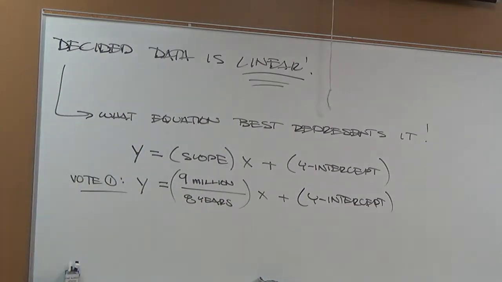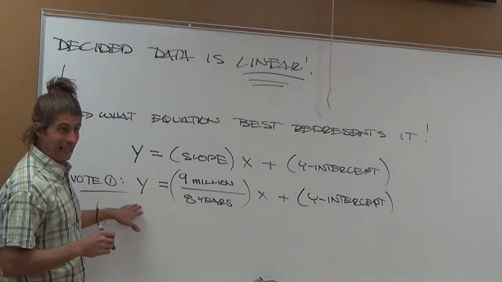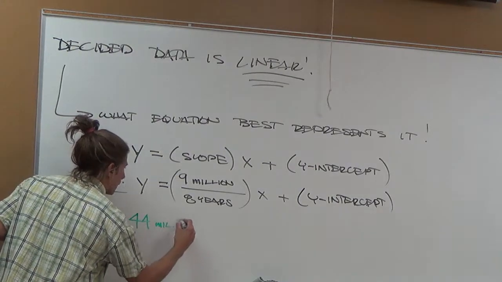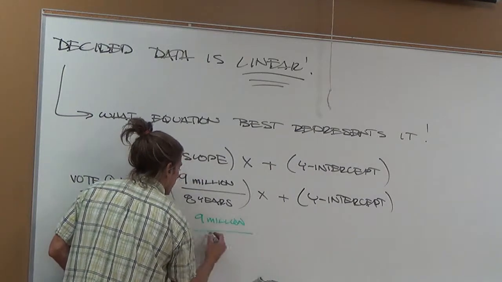In order to know what that y-intercept is, all we've got to do is back substitute one of the 2 points. Do we use the 10, 40? That should be 44, shouldn't it? I'm sorry, 44. So if we use 10, 44, that's going to be 44, yes? 44 million equals 9 million per 8 years.